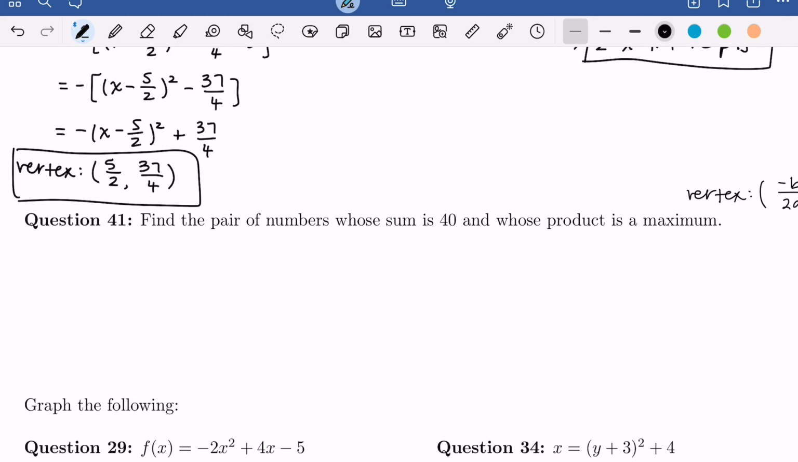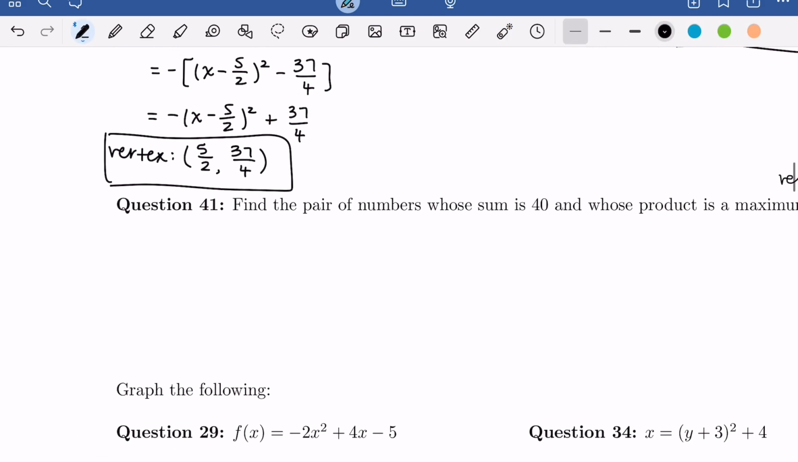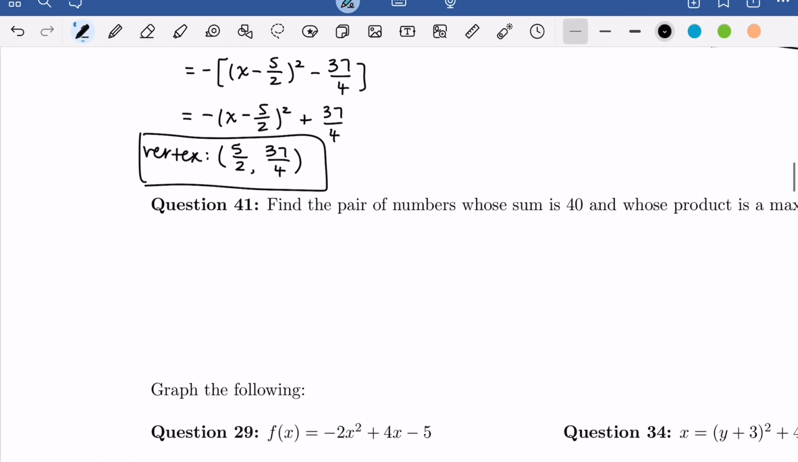All right, so for this next question here, we're trying to find a maximum value. We're told that there are a pair of numbers whose sum is 40 and whose product is a maximum. So we have 2 equations just based off of this information here. We're going to say that our pair of numbers is going to be x and y. That's what we're going to call them. We don't know what these numbers are. That's what we're trying to find.